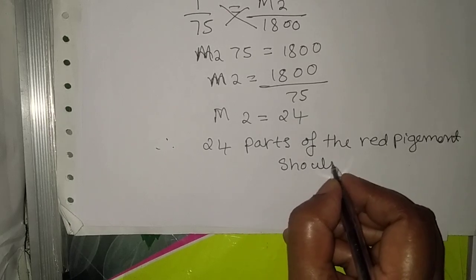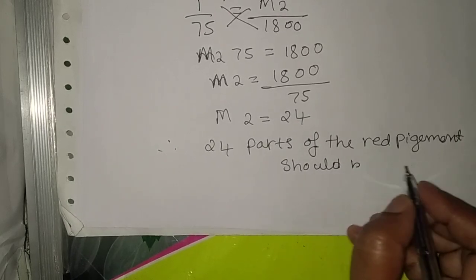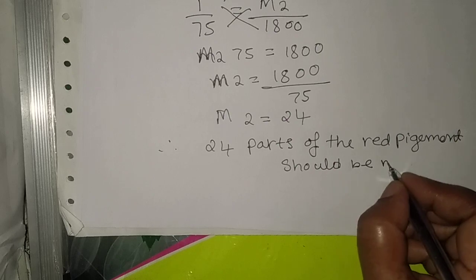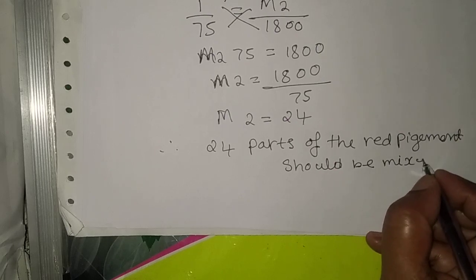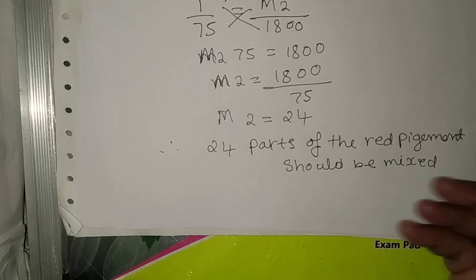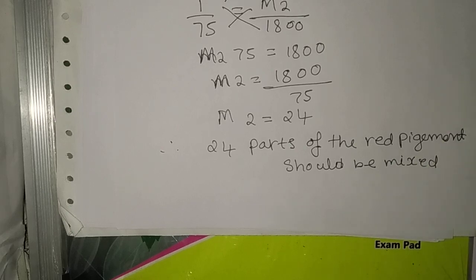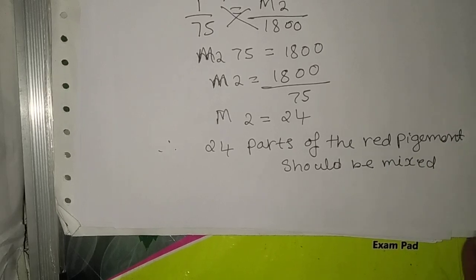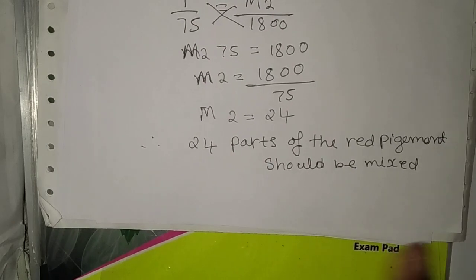That's all, to form paint. So this is the solution. Same problem, continuation of the second one, but here we have to find out the red pigment. So this is the solution for the first three questions of the direct and inverse proportions.